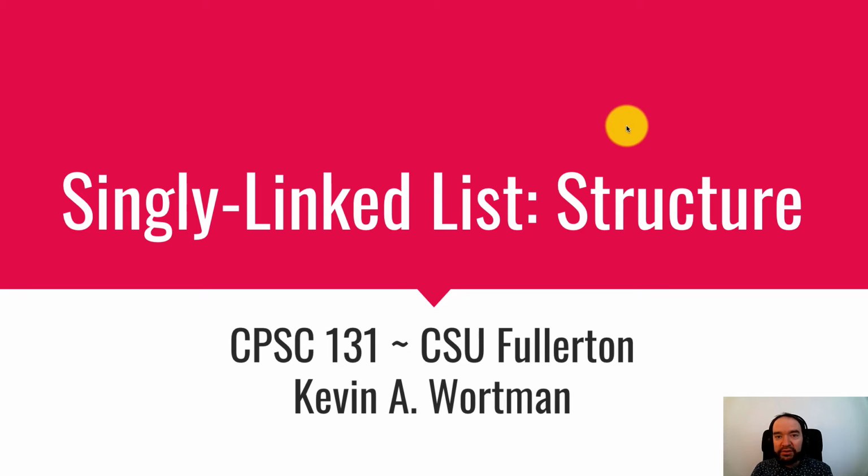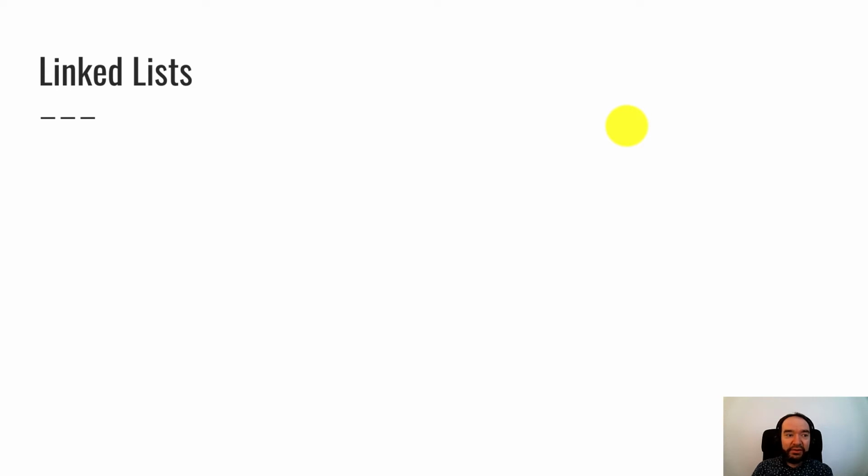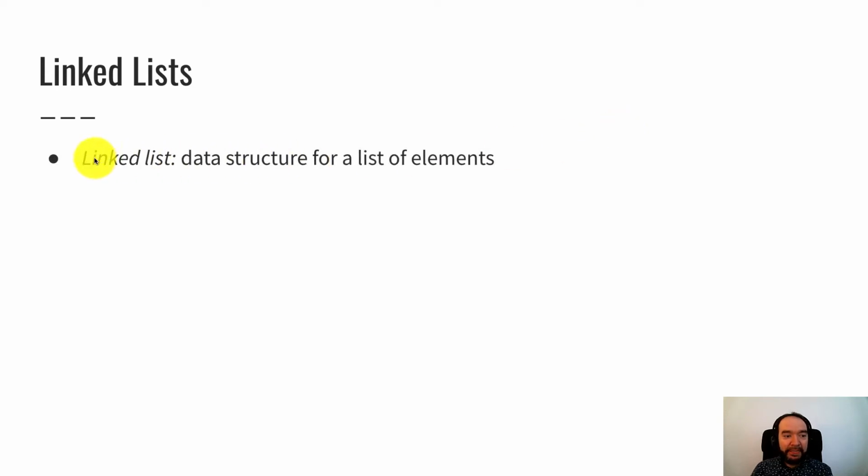Welcome. This video introduces the concept of a singly linked list. This is a data structure that's a little bit complicated, so we've broken it up into a few parts. A linked list is a data structure for a list of elements, so it's an alternative to a vector.